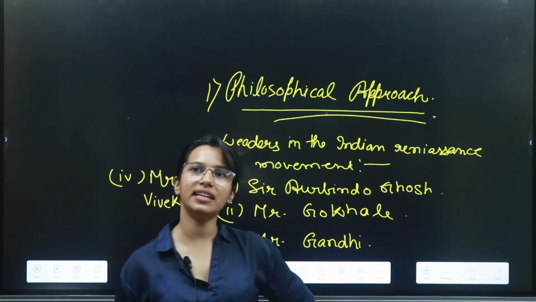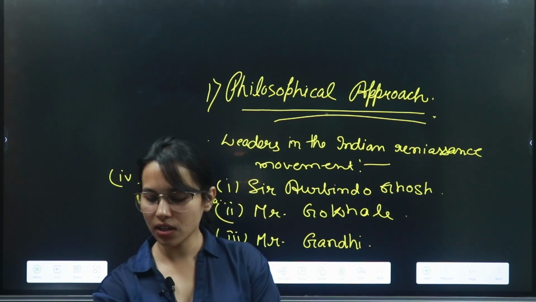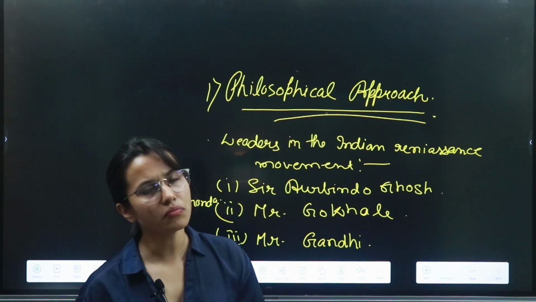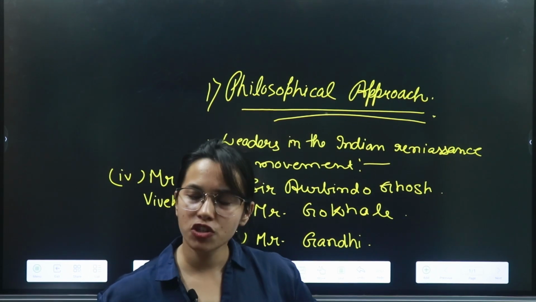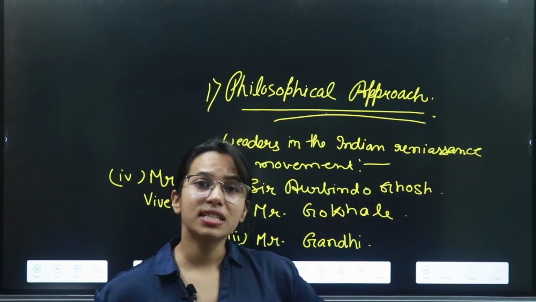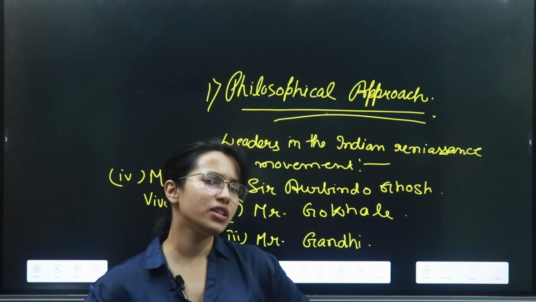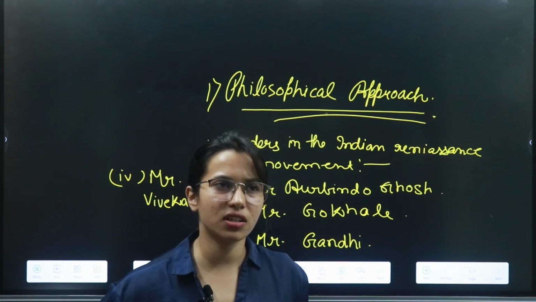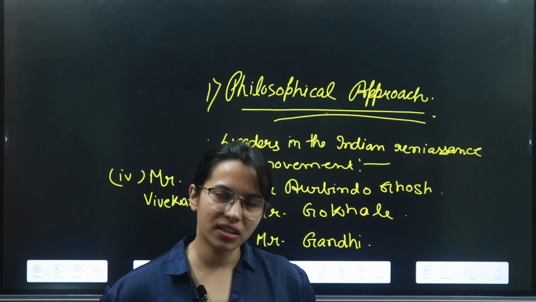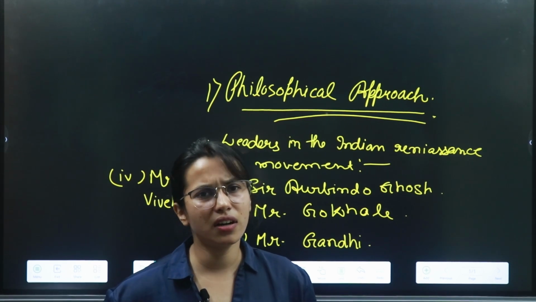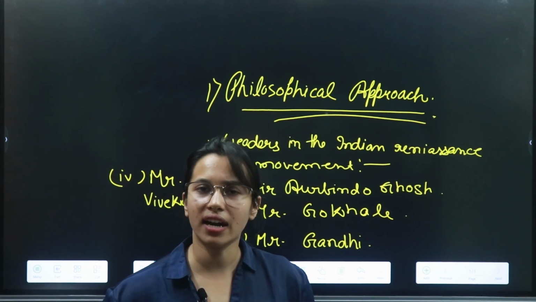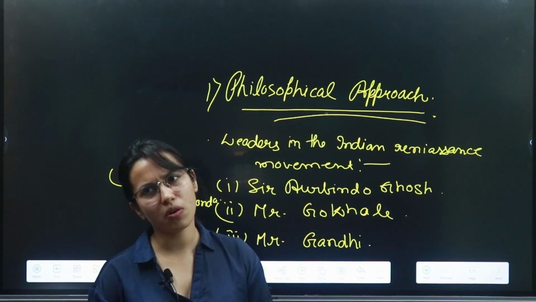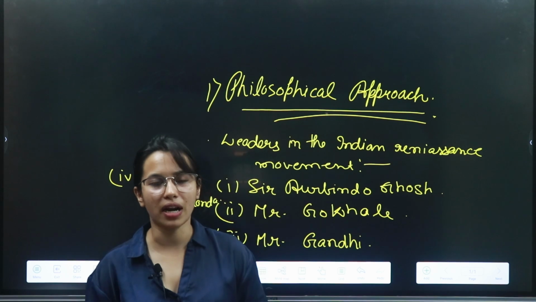Those evils could be laid down as sati pratha, female infanticide or foeticide, child marriage, and casteism, that is untouchability. We say that we have reformed untouchability, we have banned it through the constitution. But I don't think we have completely eradicated untouchability from our society. We are still practicing it, either in a very small aspect or in a larger aspect. We are ignoring it, but we are practicing it.